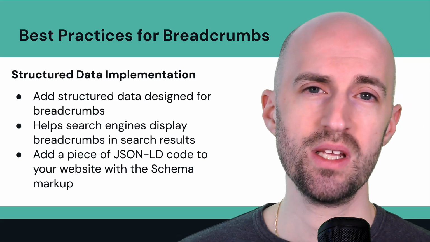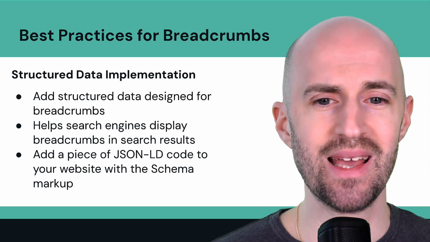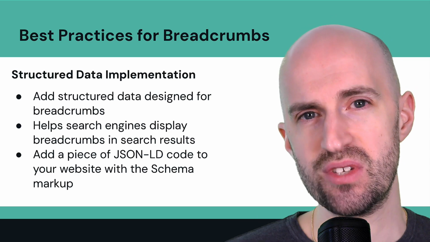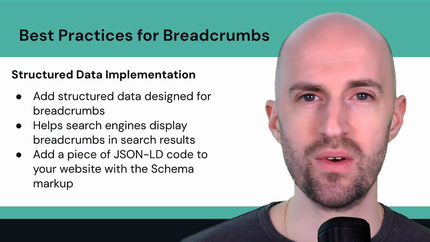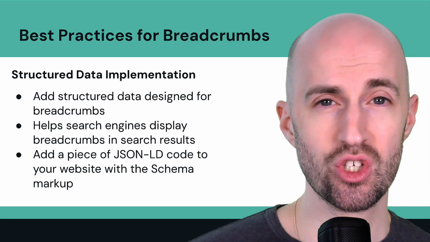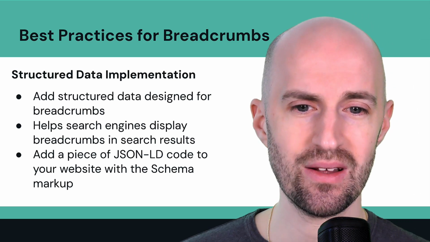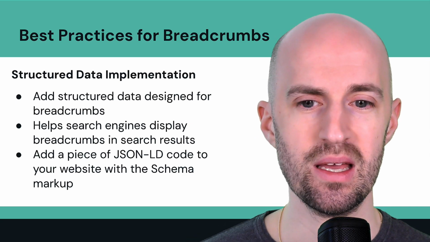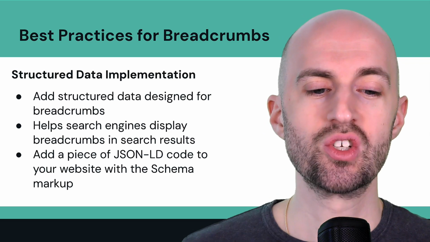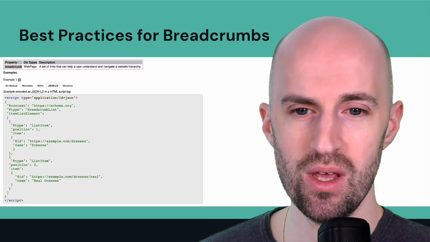The first one is structured data implementation. This is where you would add structured data that's designed for breadcrumbs. And this can be in the form of schema or other forms. This helps search engines display breadcrumbs in search results. So what you can do is add a piece of JSON-LD code to your website with the schema markup. Now, if you're not sure what that is, don't worry. It's quite simple, actually. There are a lot of tools out there that can make it super easy for you.